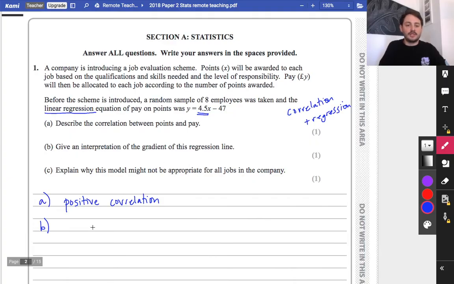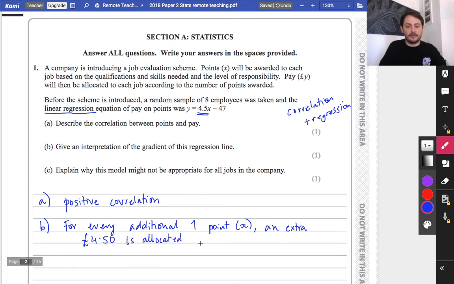So the interpretation of the gradient means for every additional 1 point, which I'm just going to say is x, an extra £4.50, what did it say, is allocated to the job. An extra £4.50 is allocated to the job.